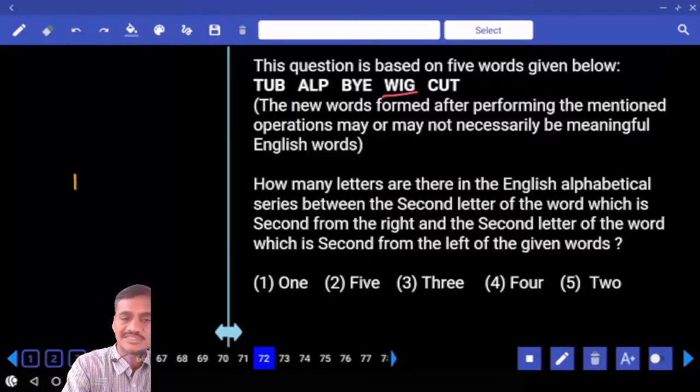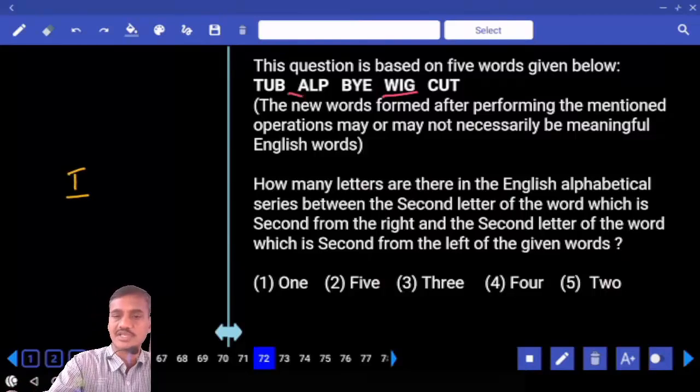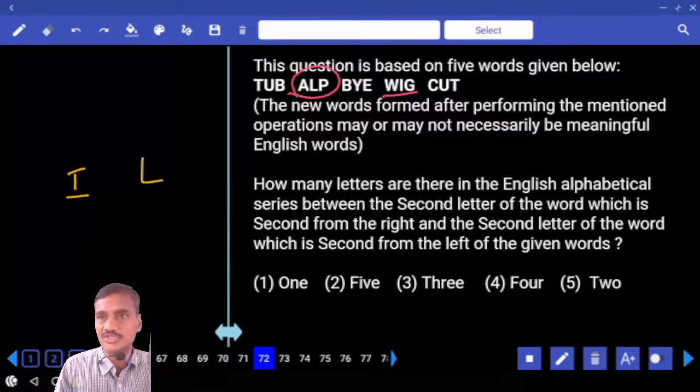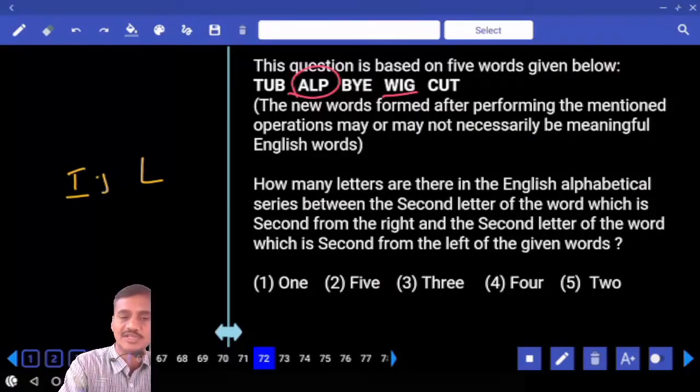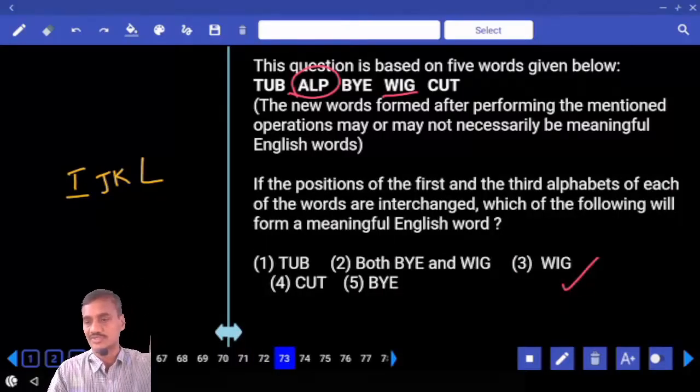WIG. Now what is the second letter? I. And the second letter of the word which is second from the left? Second from the left is ALP. What is the second letter? L. Now between these two, how many letters are there in the English alphabet? There are 2 letters, J and K. And 2, that is given in choice 5, question number 72.